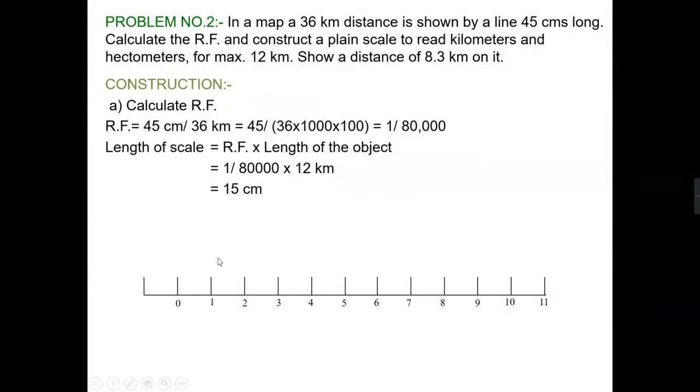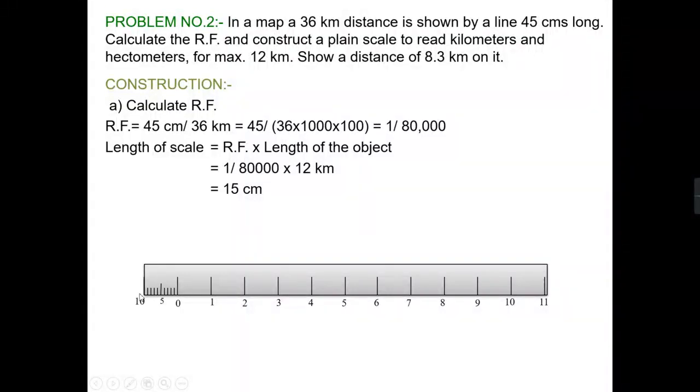Okay. Then I will subdivide this first division into 10 equal parts so that it will represent 1 hectometer. And how will you divide this line into 12 parts and this particular division into 10 equal parts? Just like we have done in the previous question. Okay, so I am not doing it again. So like that you can complete your drawing.